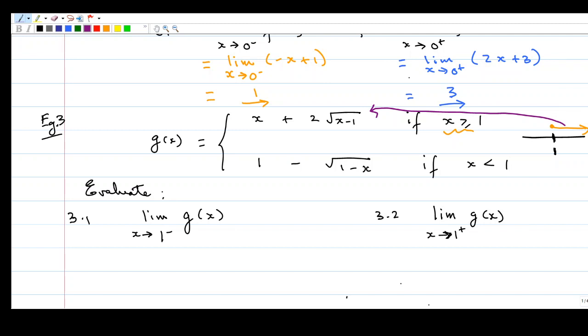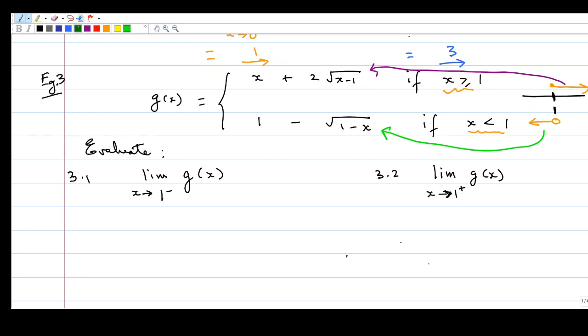Then we're looking at g of x when x is less than 1, right? For this part, you can see that the defining equation is going to be given by what's over here. So evaluate 3.1. g of x as x approaches 1 from the left. So in other words, x is less than 1. So here you end up with the limit as x approaches 1 from the left. And we do the substitution for g of x. In this case, it's 1 minus the square root of 1 minus x.